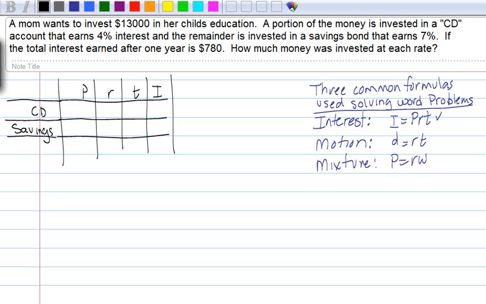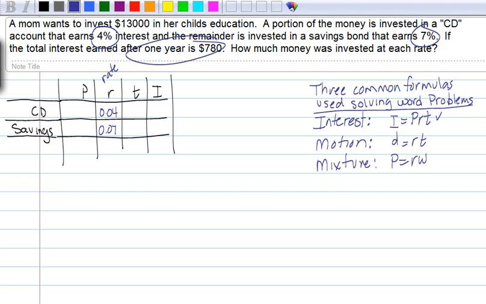So we have 2 accounts, the CD and the savings bond. And the first thing we're going to do is try to fill in from the words the first 3 columns. So that's what I'm going to do now. I'm going to start with the rate. In the CD, it says the rate is 4%. So I'm going to change that to 0.04, which is the decimal representation. And the same thing for the savings bond, that's 7%, or 0.07.